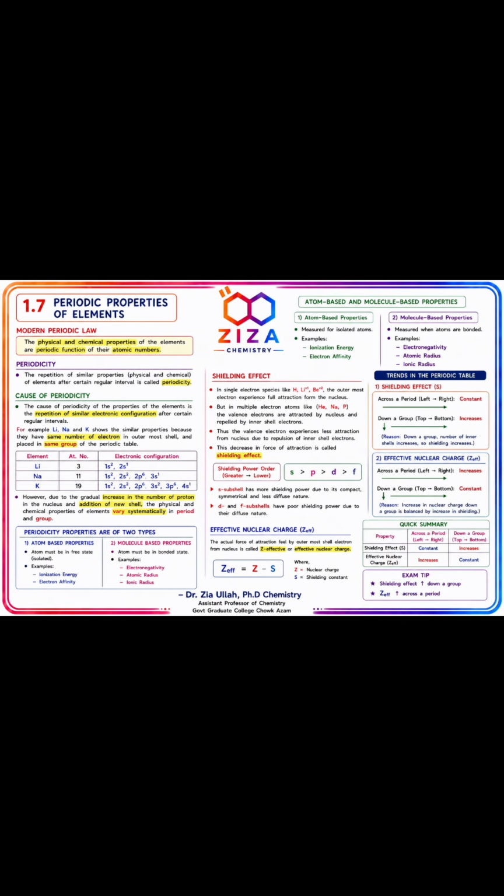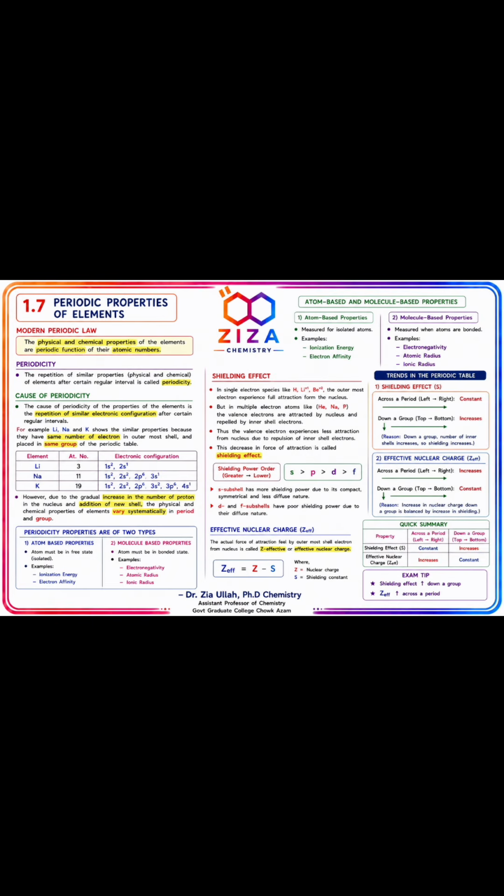Finally, let's discuss effective nuclear charge. The actual attractive force experienced by the outermost electron after accounting for shielding is called the effective nuclear charge, represented by Z effective. It can be expressed as Z effective equals Z minus S, where Z is the nuclear charge and S is the shielding constant.